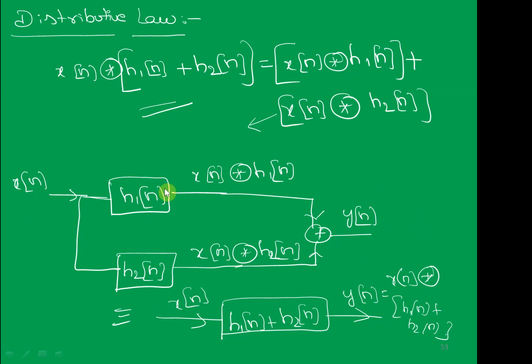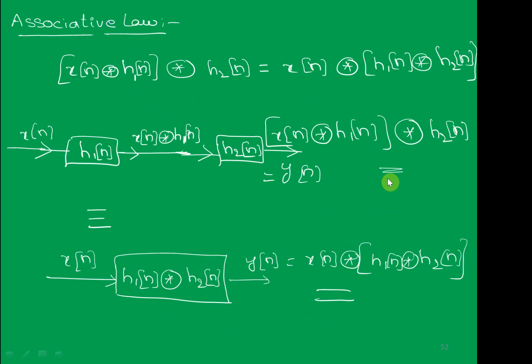Now to find the overall system response for this whole system, you add all the individual impulse responses, and you get the overall system response in this way. So from the distributive law, simply by adding all these individual impulse responses, you can easily find the output. And if you cascade the systems, you get the output from the input x of n by convolving all the individual impulse responses.